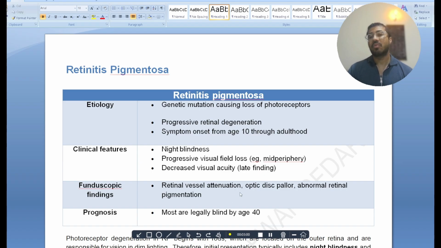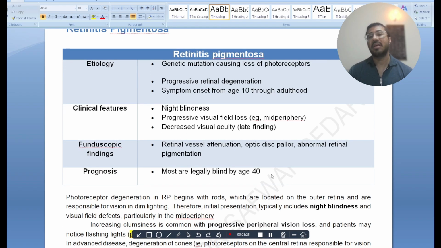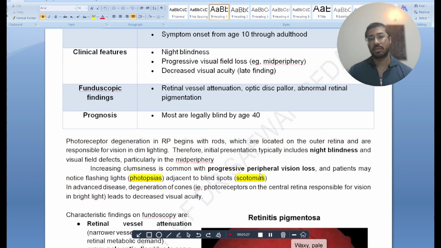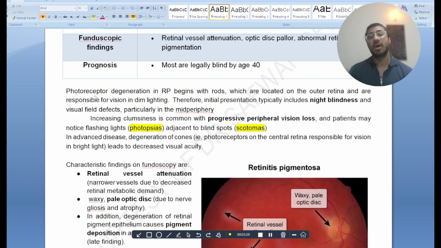Why does retinal vessel attenuation occur? Because of reduced metabolic demand of the retina. Since the retina starts degenerating, its metabolic requirement really decreases. So the vessels undergo disuse atrophy and start becoming really thin, and the optic disc also becomes really thin due to all round degeneration of the structure. Legally blind by age 40. Now let's just skim through it.